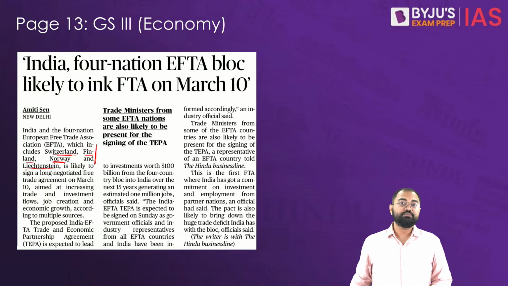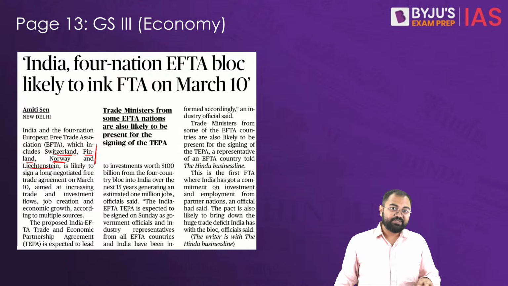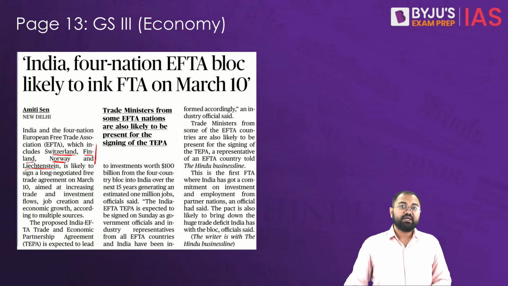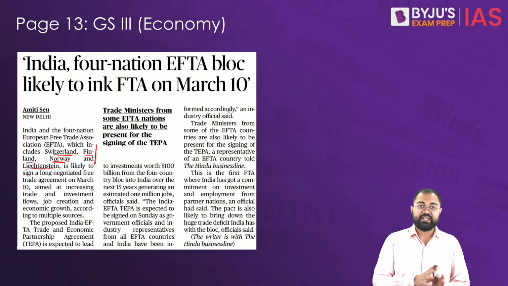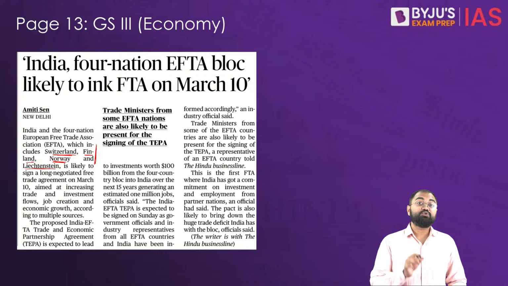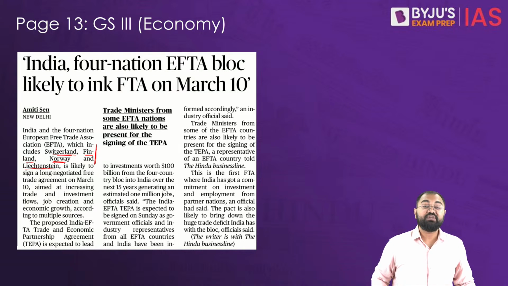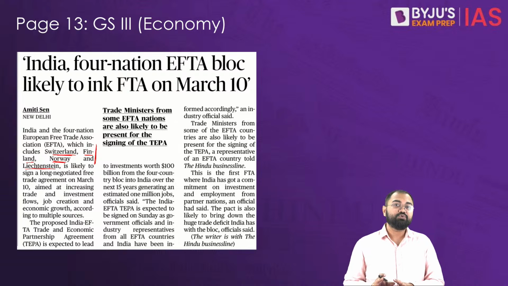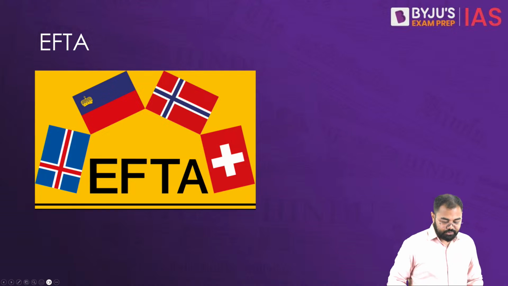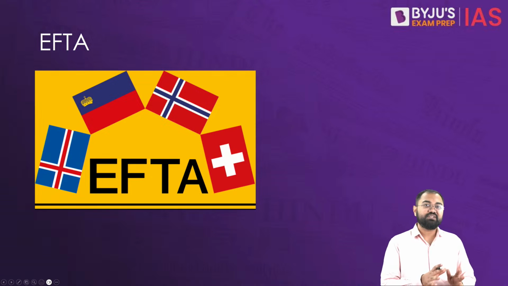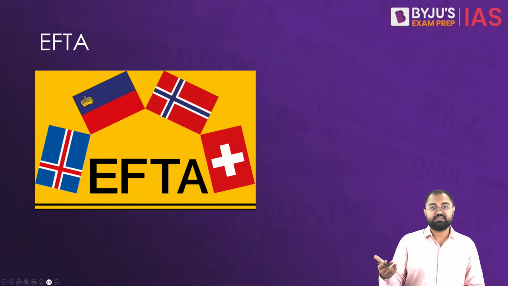Now when it comes to this particular agreement, they are expected to sign a free trade agreement with India, aimed at increasing trade and investment flows, creating a lot of jobs and fostering economic growth in India. So this is something that is in discussion. Overall investments could be worth $100 billion from these countries into India over the next 15 years. So that's why this becomes very crucial in the prospect of India's growth. In this context, we just need to understand what we mean by EFTA.